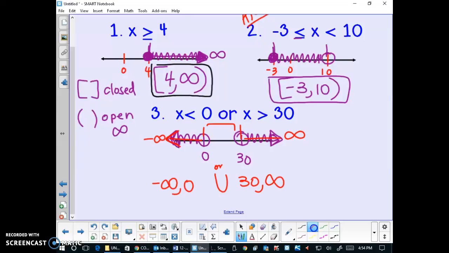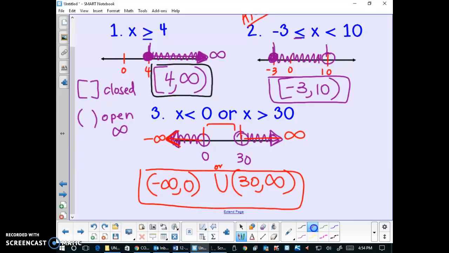Okay, and so let's go back to the negative infinity to 0 interval. Since it's a negative infinity, we put parentheses, and a 0 is an open circle, so we also put parentheses. The 30 is an open circle, so it has a parenthesis, and the infinity also has a parenthesis. So this one had 2 pieces because it had 2 pieces on a graph.